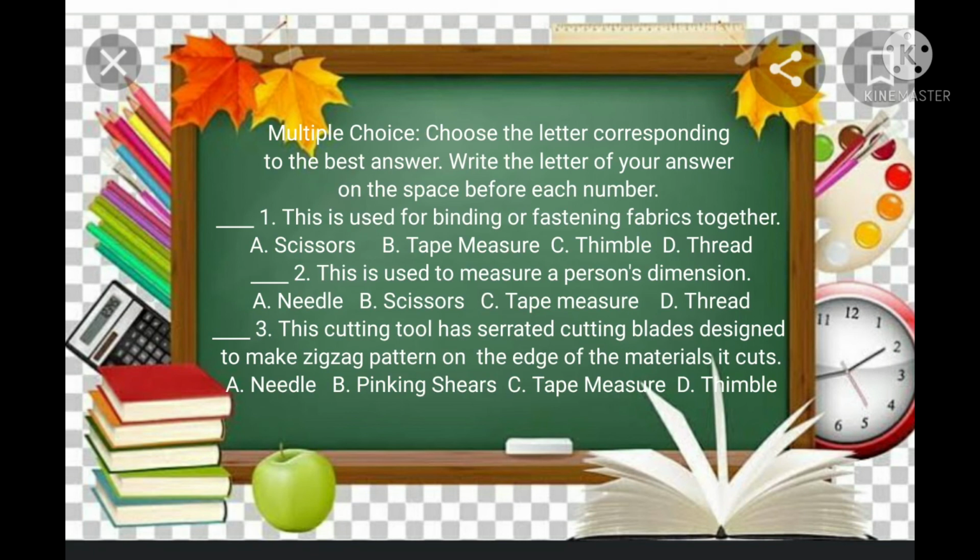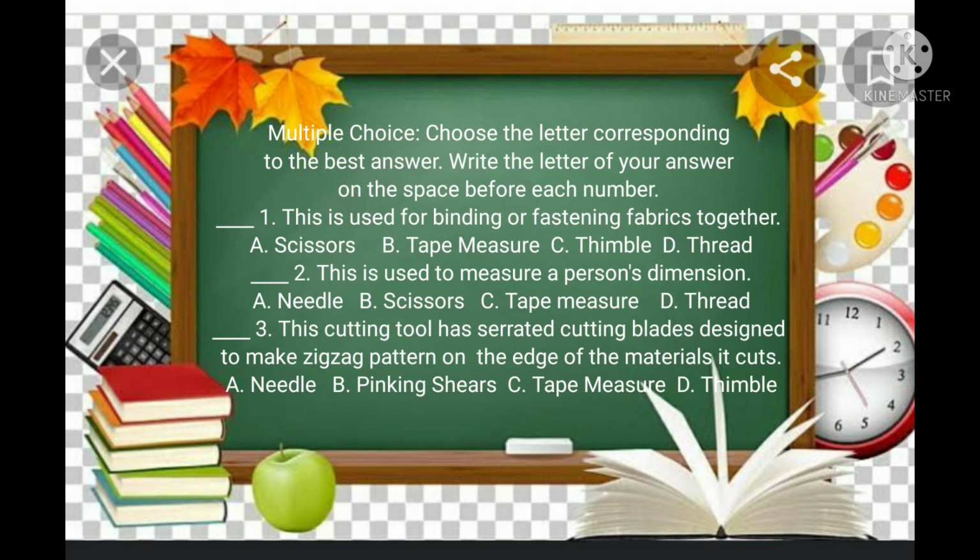Multiple choice, choose the letter corresponding to the best answer. Write the letter of your answer on the space before each number. Number 1. This is used for binding or fastening fabrics together. A. Scissors. B. Tape measure. C. Thimble. D. Thread. Number 2. This is used to measure the person's dimension. A. Needle. B. Scissors. C. Tape measure. And D. Thread.